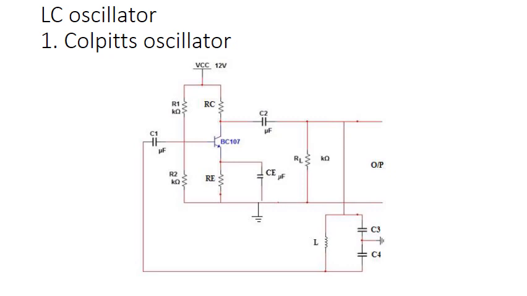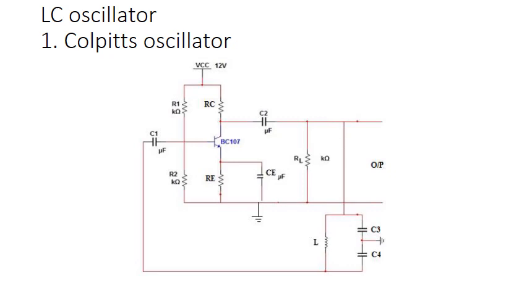There are different types of LC oscillators like the Colpitts oscillator, Hartley oscillator, Clapp oscillator, Armstrong oscillator. But we'll be discussing only two types of oscillators. One is the Colpitts oscillator and the second one is the Hartley oscillator.